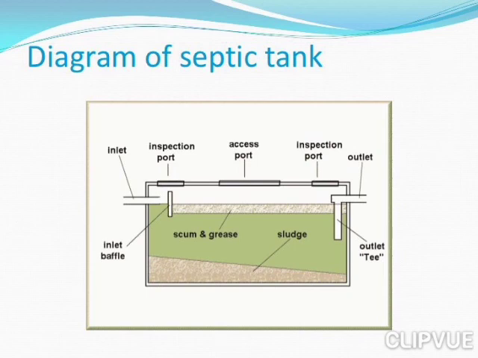So here we can see a diagram of a septic tank. It has an inlet baffle, the inspection port, the access port, another inspection port, the outlet pipe, the outlet T, and the scum and grease and the sludge.